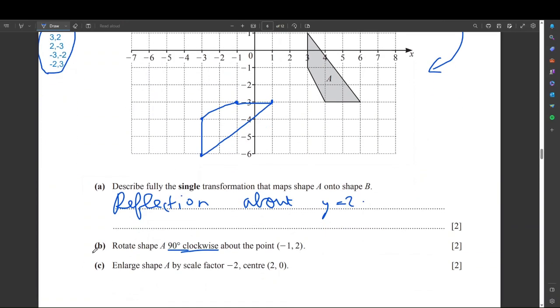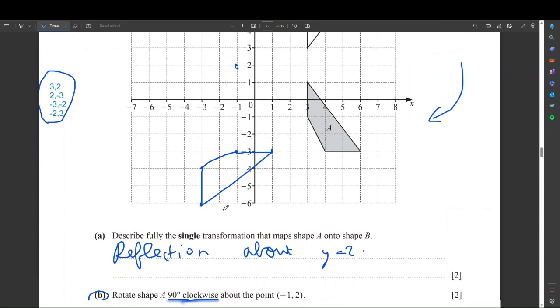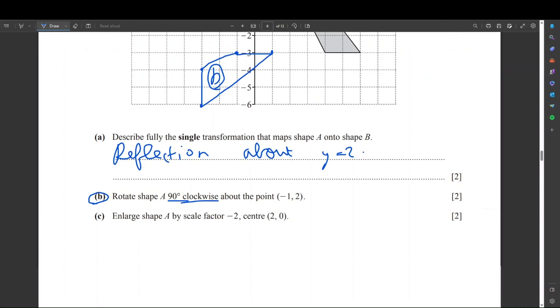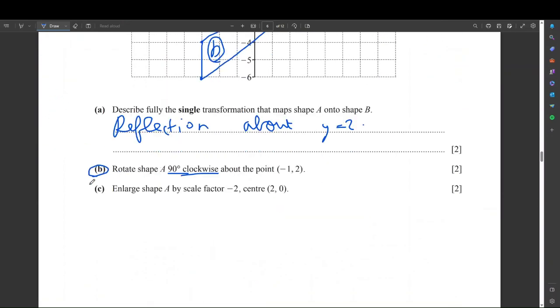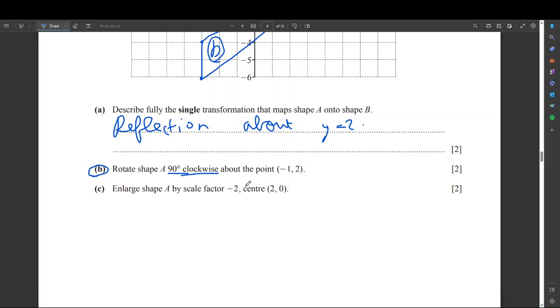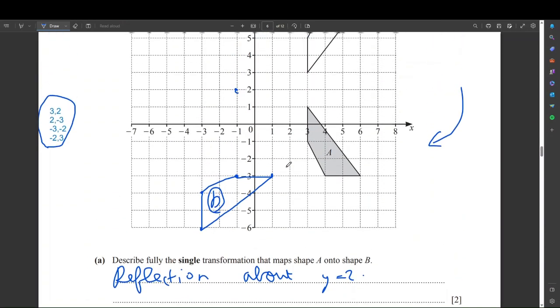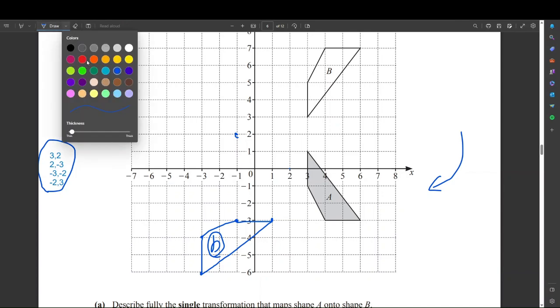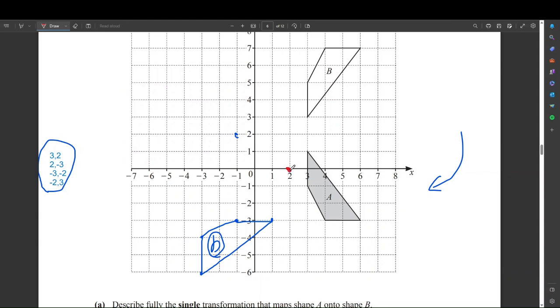Now when it comes to identifying this for the examiner, you can just write B in the center, so they'll know that this is for B. You can show this as you're working over here. Now next, enlarge shape A by scale factor minus 2 with the center of 2 comma 0. So first, 2 comma 0 is our center, so 2 comma 0 over here. I'm going to use a different color for this. Let's take red. So 2 comma 0 over here. The only thing you need to do is take these points and draw straight lines passing through them.